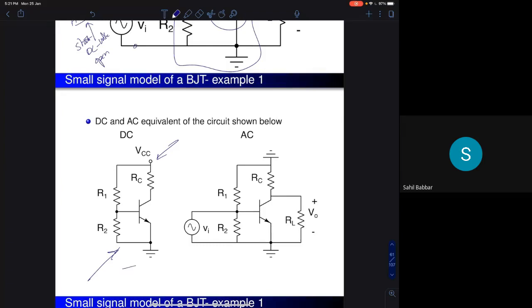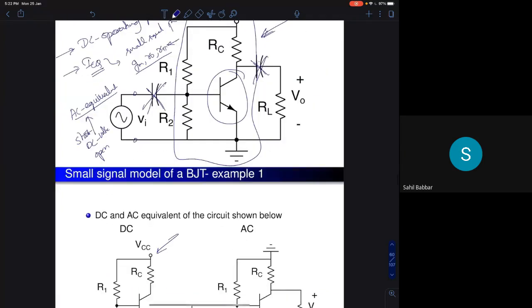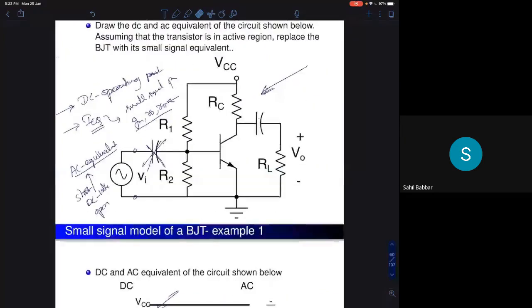Okay, so your capacitors are open circuit, small signal AC sources are shorted, and you draw a DC equivalent. The next step is AC equivalent. What do you do in AC equivalent? In AC equivalent, you will short circuit the capacitors.